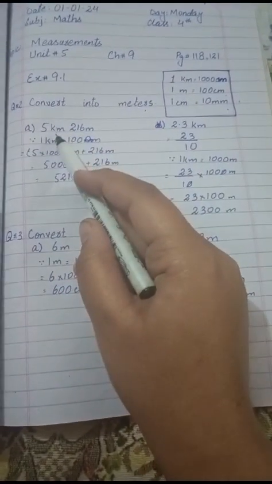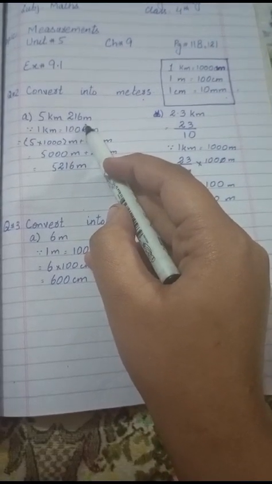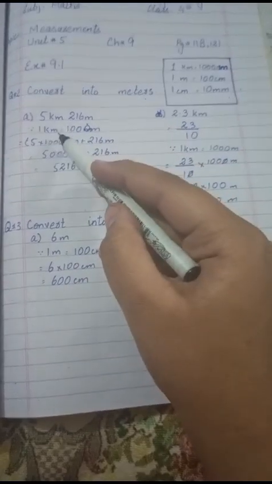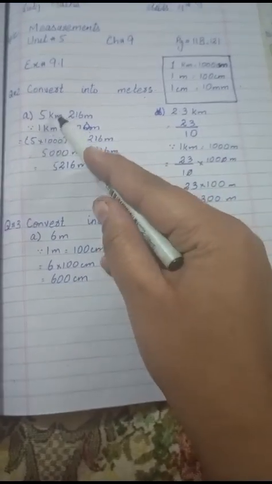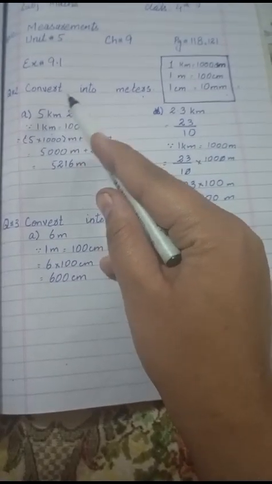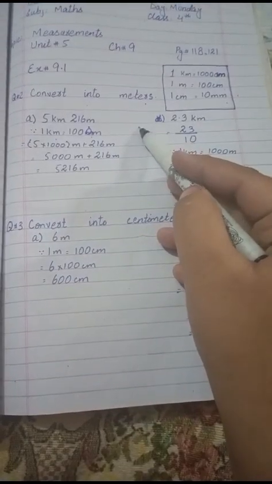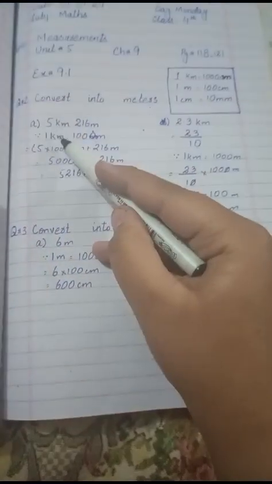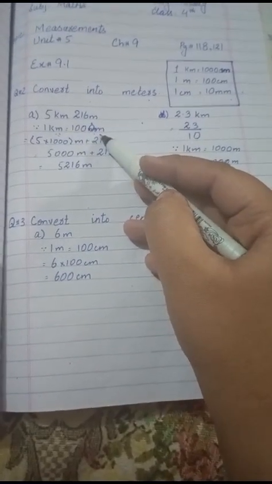So the first question is 5 kilometer and 216 meters. You have to convert that into meters. As we know that 1 kilometer is equal to 1,000 meters. For moving from the greatest to the smallest unit, we always multiply the given number. So in 1 kilometer there are 1,000 meters.